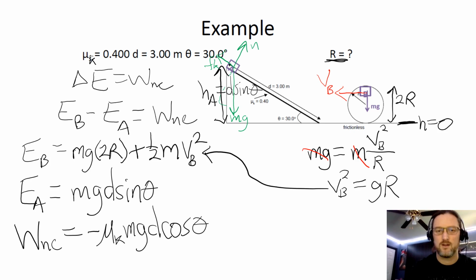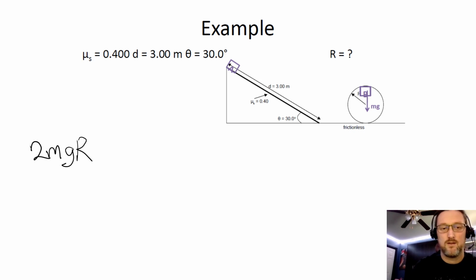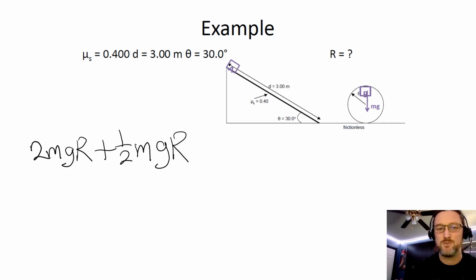I can plug it in right there as g times r for that whole vb squared, right? Now I can use this and I can chug everything into my master equation again and see how far I'm going to get. So energy at point B, we had 2mgr, right? And then I had plus 1/2 m vb squared, but vb squared is just gr. Oh, this is working out well. That's final energy minus initial energy.